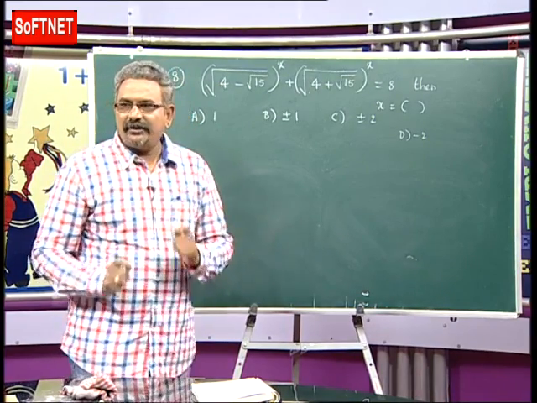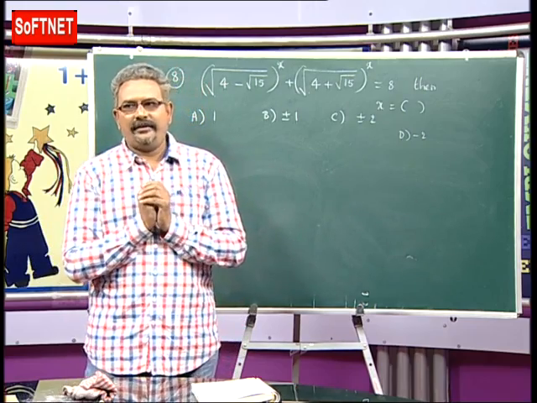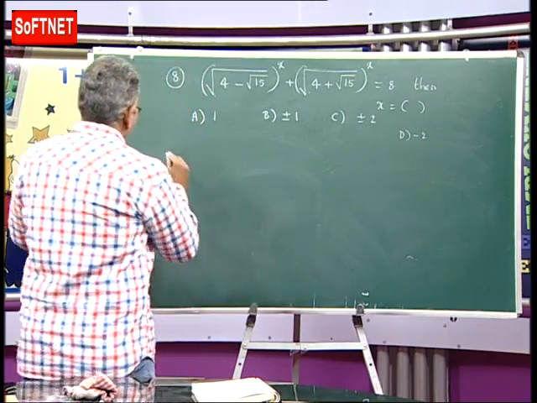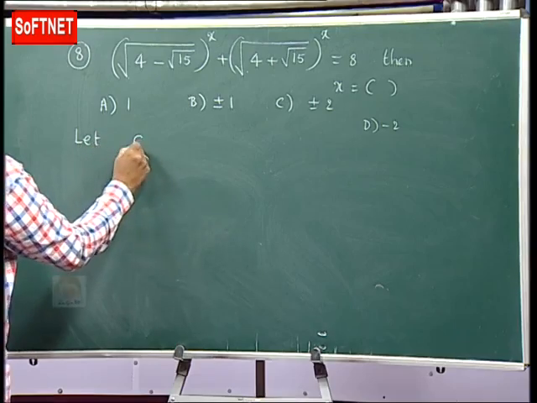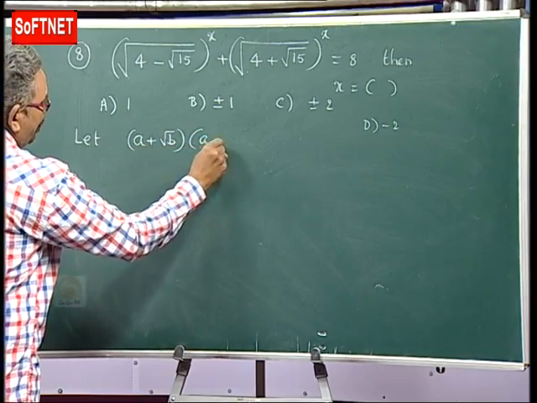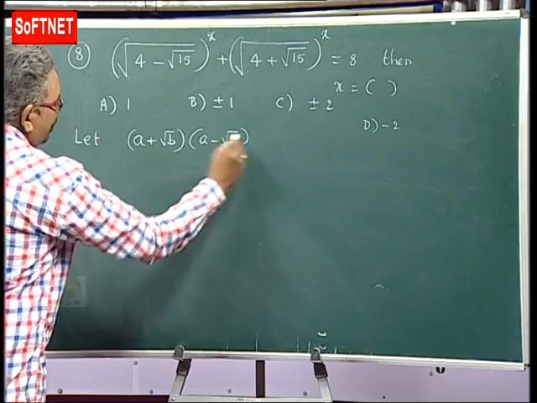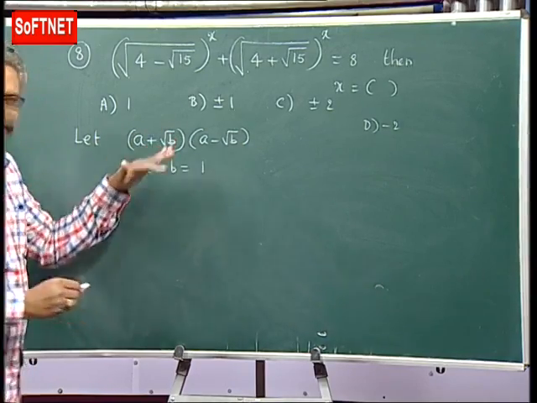Suppose some conditions are provided. First of all, let us define one condition. What is the condition? Let a plus root b into a minus root b is equal to a square minus b, which should be equal to 1. This condition must be followed.